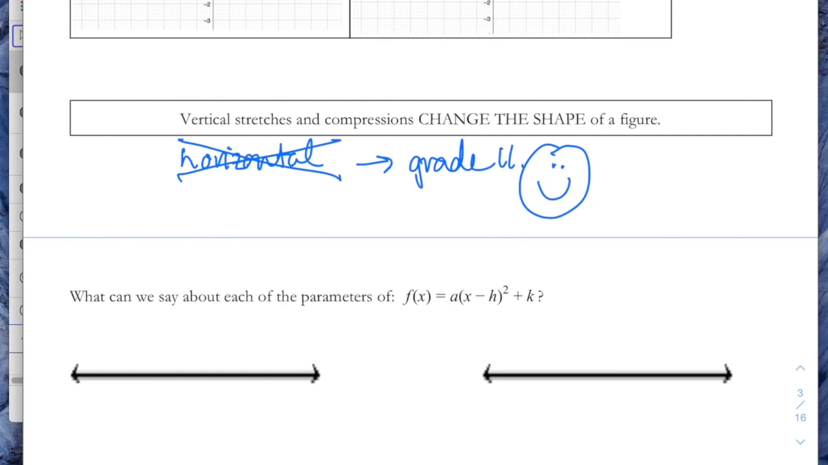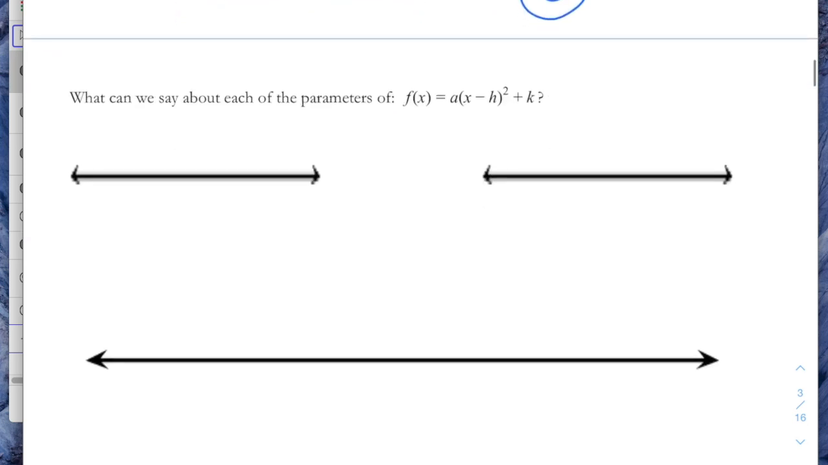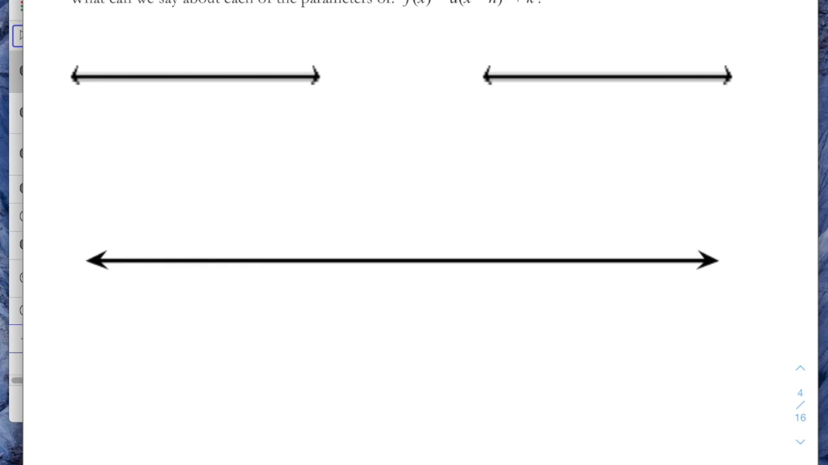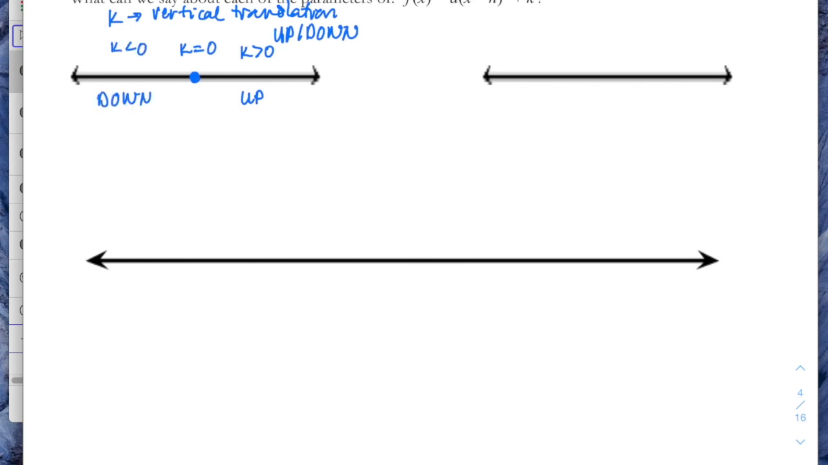So let's just make a quick summary of the parameters of A, H, and K, and we'll start with the easier ones first. So if I look at K, which we call our vertical translation, up or down. Okay, if I consider K equals 0 in the middle, when K is greater than 0, we know we're going up. When K is less than 0, we know we're going down. So it separates really nicely into these two different regions.